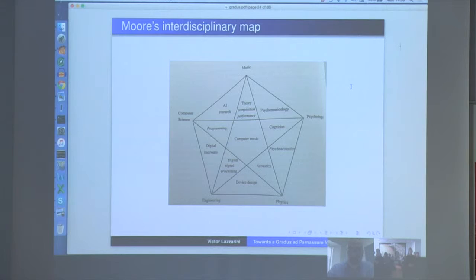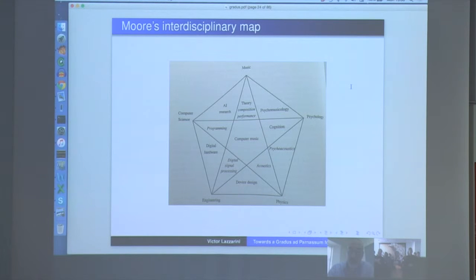As you can see here, he defines five disciplinary areas that are cornerstones to computer music. At the top we have music, then to the left, or to the right depending on how you say it, you have computer science, and on the other side you have psychology. And as the basis at the bottom, you have engineering and physics. Now, as you can see, these areas intersect, and there are a number of sub-areas that are intersections of these areas. So you have the intersection of psychology and physics in psychoacoustics.